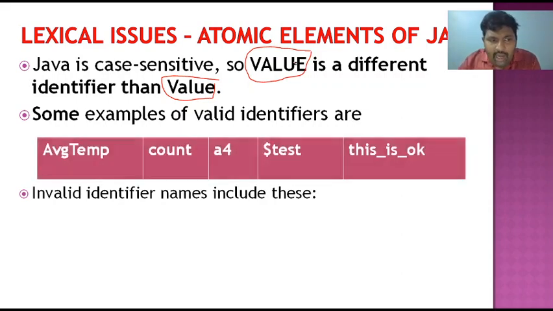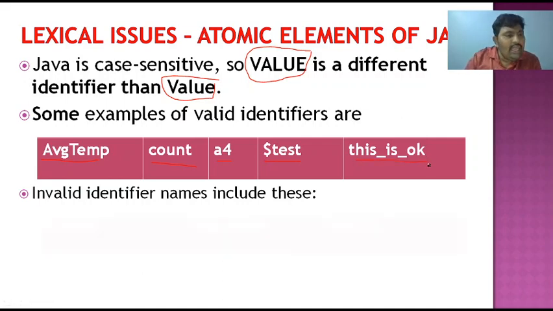Among the valid identifiers, AvgTemp is valid because it has uppercase and lowercase letters. Here I have a count, which is also lowercase letters. A4: we can have letters and numbers. $test: we can start a variable with a dollar symbol, and underscore is also allowed.